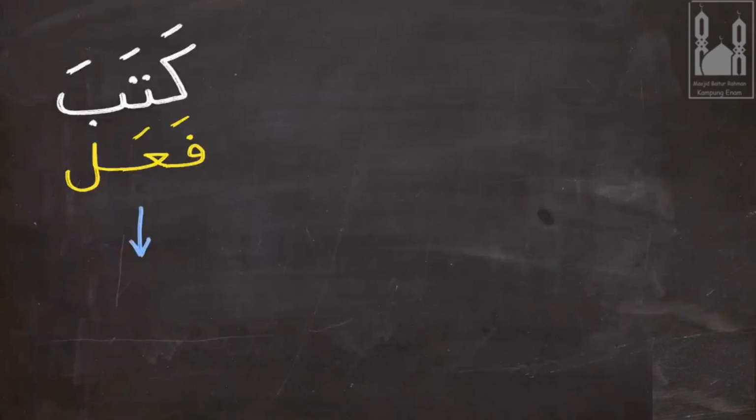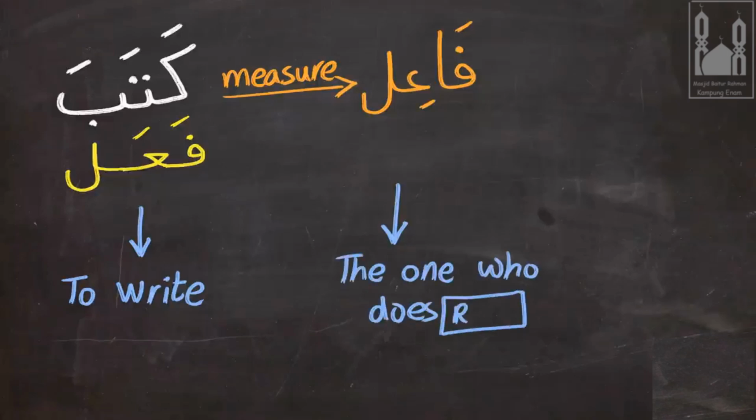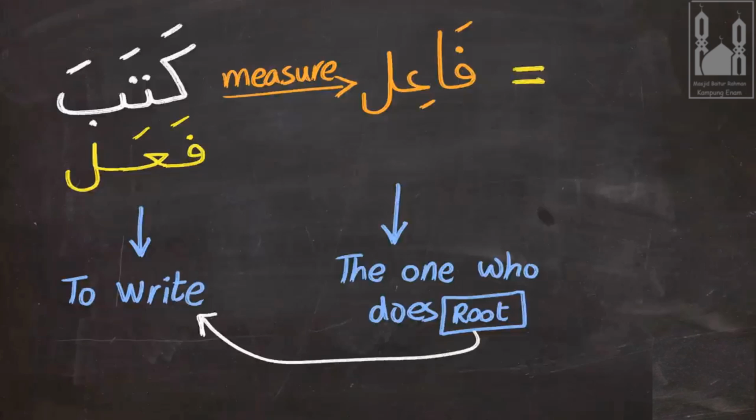Now the meaning of كتب, as I've just said, means to write. So its variations will all have something to do with the meaning of this root, which is to write. So let's apply one of the measures, like for example the measure of فاعل. This measure also adds to the meaning of the root. فاعل adds the meaning of the one who does the root. So applying the measure فاعل to كتب will give us كاتب.